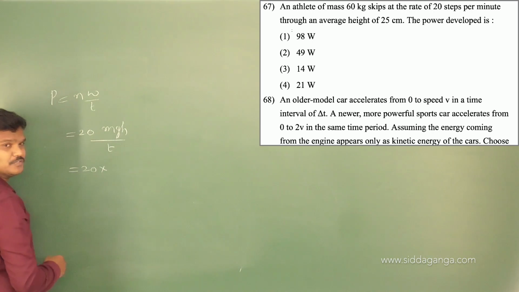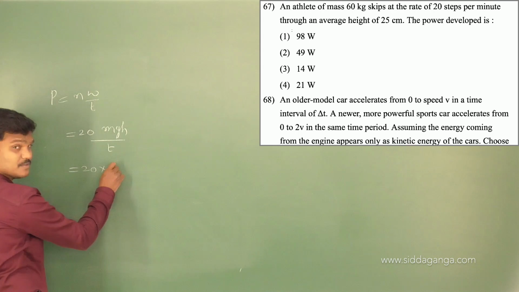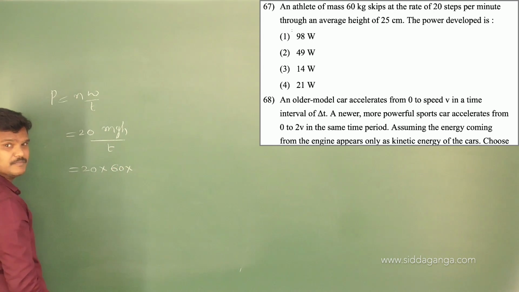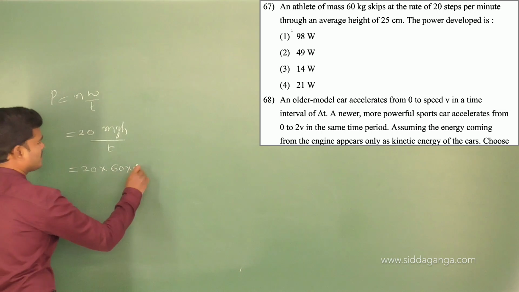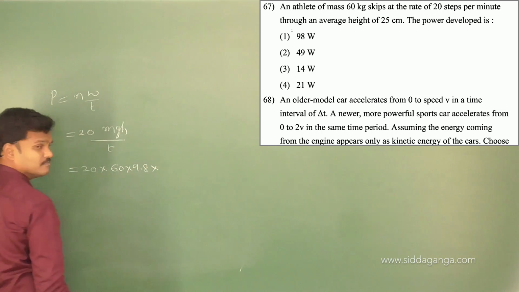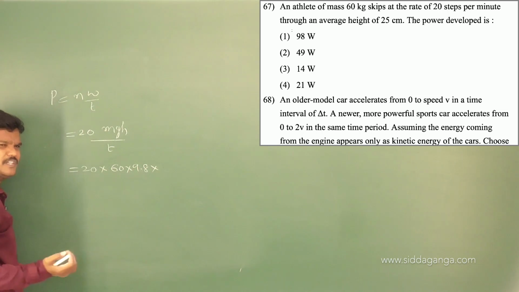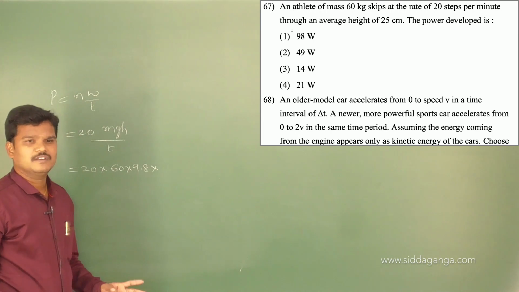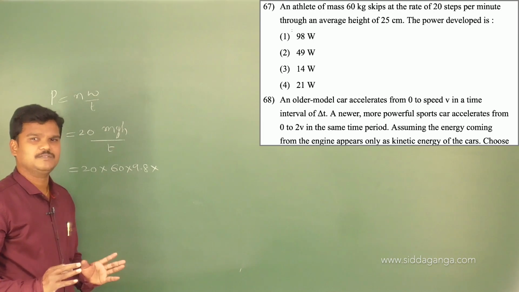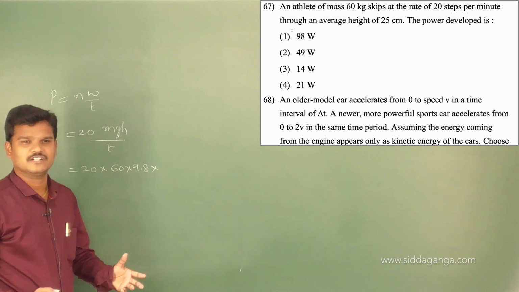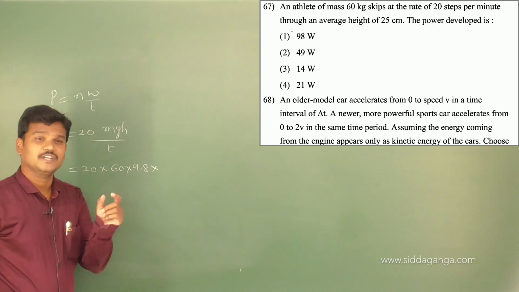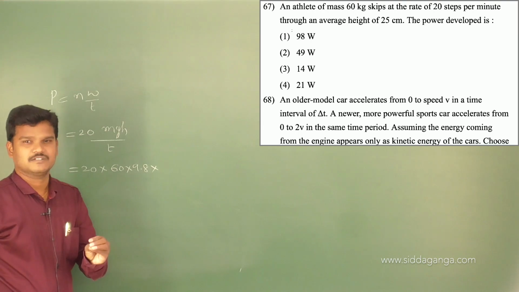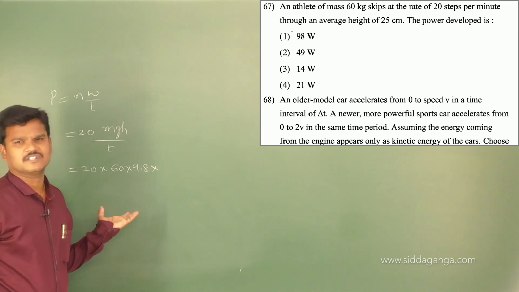Let me substitute the values, you verify the calculations. What is the mass given? 60 kg. For g, you can take 9.8 or otherwise 10, that is your wish. If you take 10, you may get a little difference in the answer like in the previous problem, so no need to worry. If you take g as 10, you will get the nearest answer. If you take 9.8, you will get the exact answer.